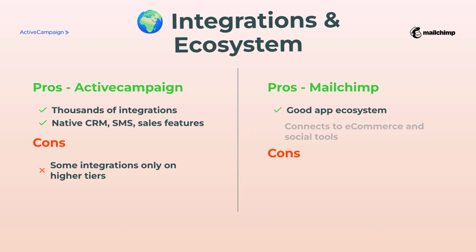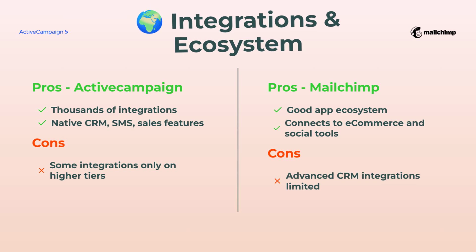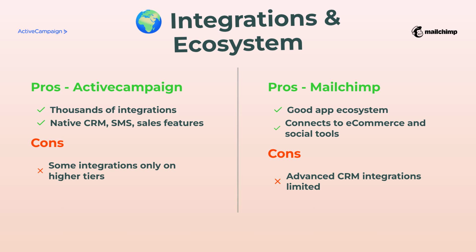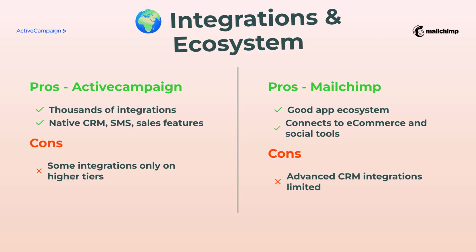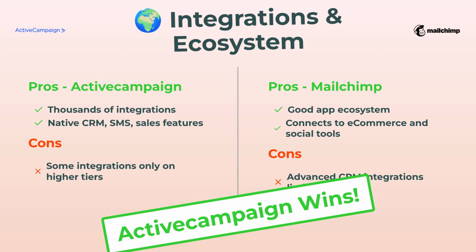Mailchimp shoots back with a solid ecosystem, lots of popular app connections, great for plugging into e-commerce or your socials, but if you want that deep CRM-style connection, you're not really gonna find it here. So if you need tons of connections and features, Activecampaign wins out.